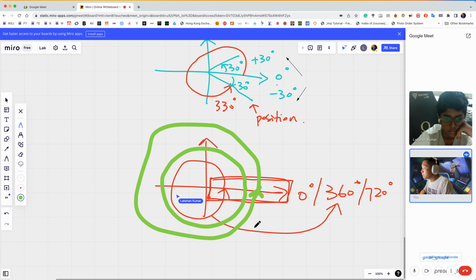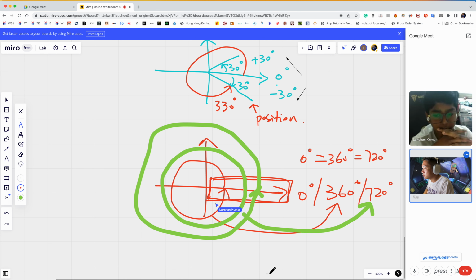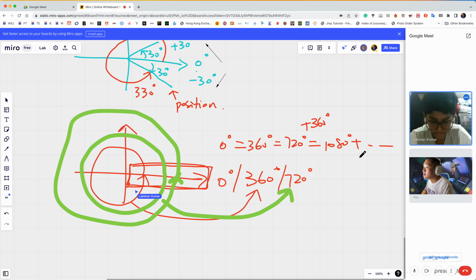Still pointing to the same position, right? Which is your 720. So in a way, in trigonometry, 0 is equal to 360 degrees, is equal to 720 degrees. You can even equate it by adding another 360 degrees to it, which is 1080. You can go on and on, depending on how many rounds you want to go. You get it now?